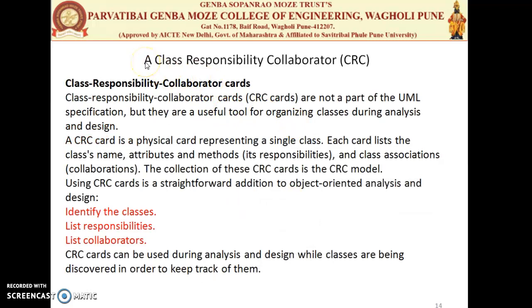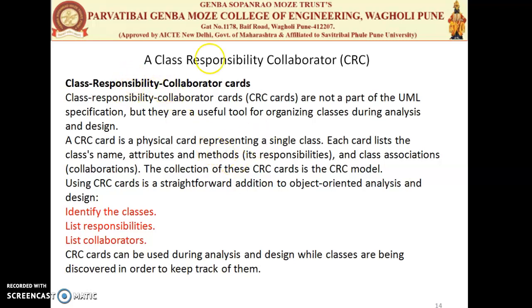So the CRC card, I have again explained the CRC card. The CRC card is not a part of the UML specification, but it is a useful tool for organizing the classes during the analysis and design phase. A physical CRC card represents a single class. As we have seen with the student class, each card lists the class name, its attributes and the methods, which I also explained in the last slides. The name of the student, the roll number, then seminar registered, then drop seminar, then transcripts, then address.